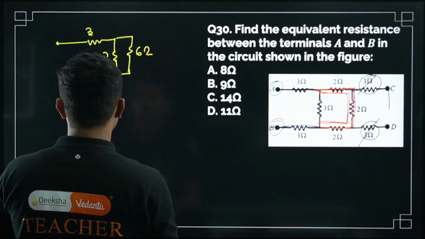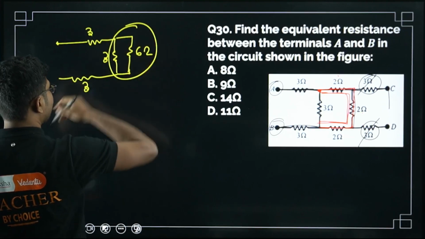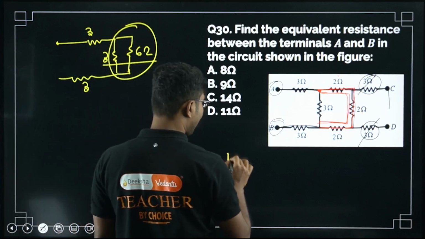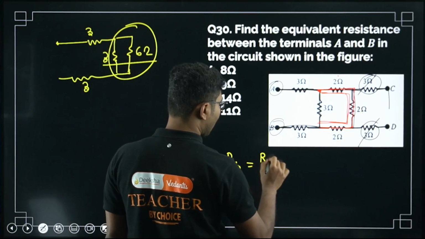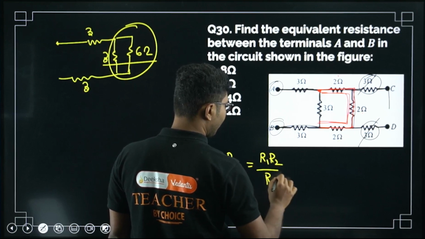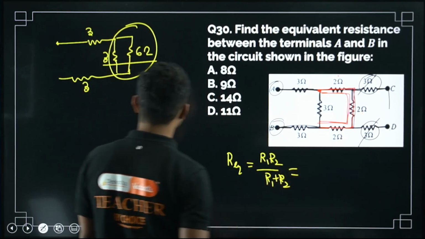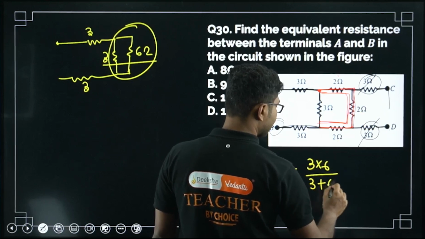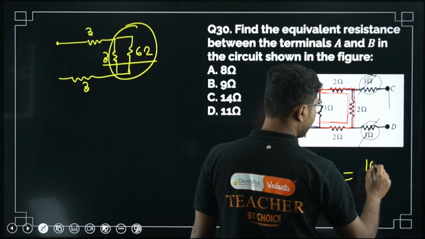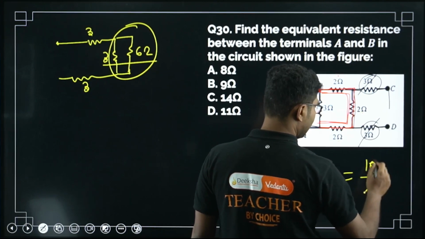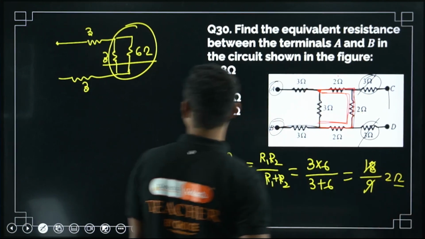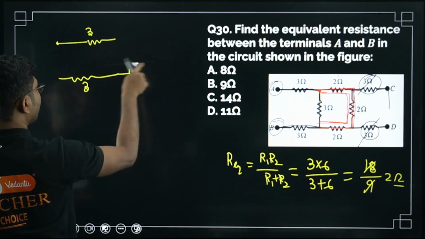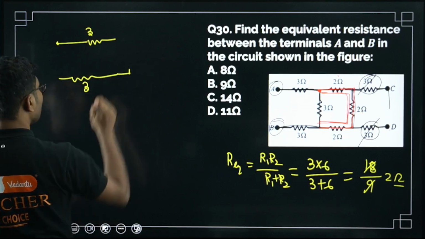Now we have to find this parallel combination. What is the parallel combination of this? For two resistances connected in parallel, we can easily find the equivalent resistance, that is R1 R2 by R1 plus R2, right? I hope you remember this formula. So here it is 3 into 6 divided by 3 plus 6. So it is 18 divided by 9, that is 2 ohm. So the equivalent resistance for this combination is 2 ohm. We just remove them and add a new resistor of 2 ohm.